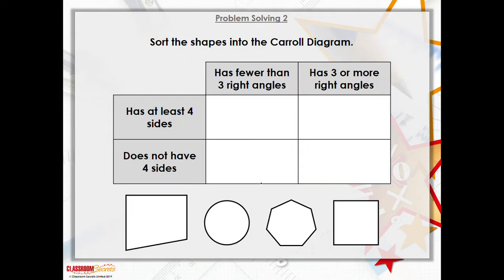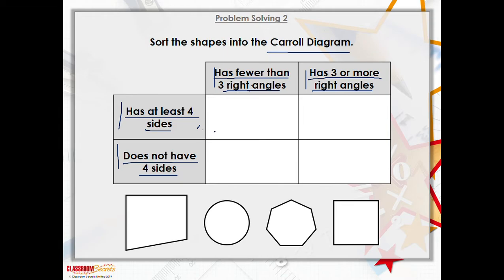Other questions you might get might look like this one, where you have to organise the shapes into the Carroll diagram here. You can see the Carroll diagram has these statements. There's 2 on the side and 2 along the top. For the shapes to go into the boxes, it has to match these 2 statements, whether a statement on the side or a statement at the top. On the side here it says has at least 4 sides, does not have 4 sides. And the statements along the top say has fewer than 3 right angles or has 3 or more right angles.